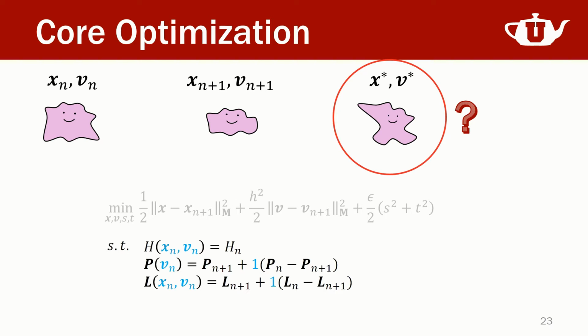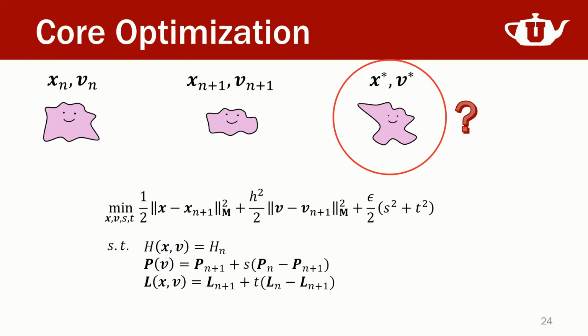See, if we set x equals xn, v equals vn, which are the previous state, and set s and t equal to 1, the constraints are trivially satisfied. Therefore, we finally choose this form as our constrained optimization problem. It has 6n plus 2 degrees of freedom, where n stands for the number of vertices. It's 6n for positions and velocities and 2 for s and t. It has only 7 constraints: 1 for energy, 3 for linear momentum, and 3 for angular momentum.